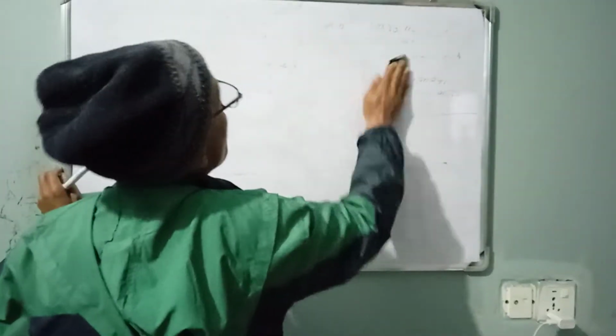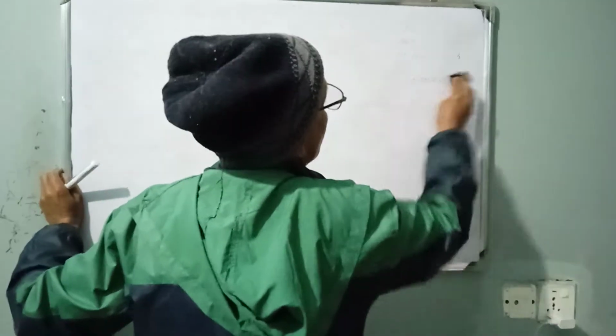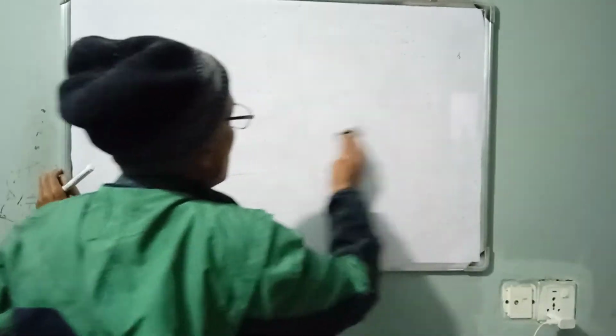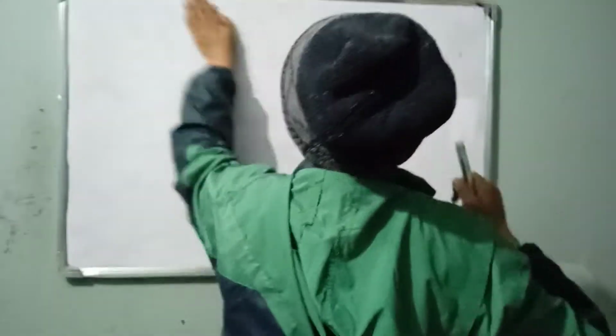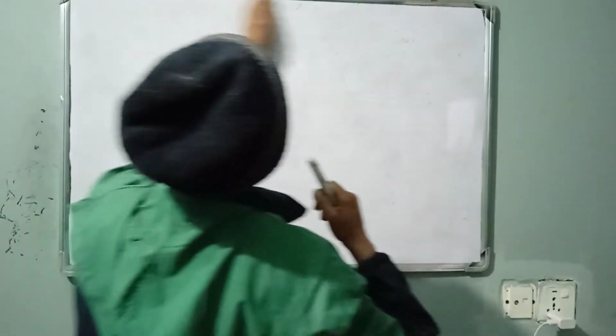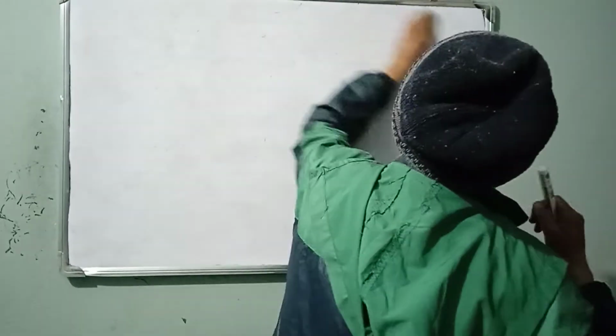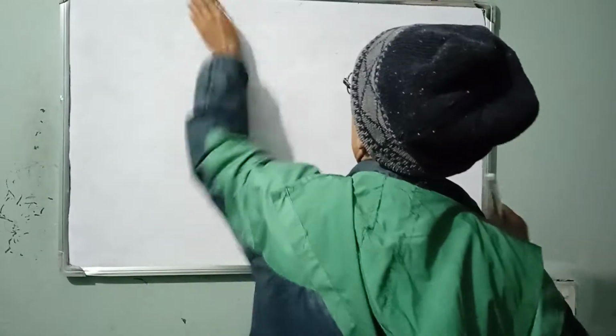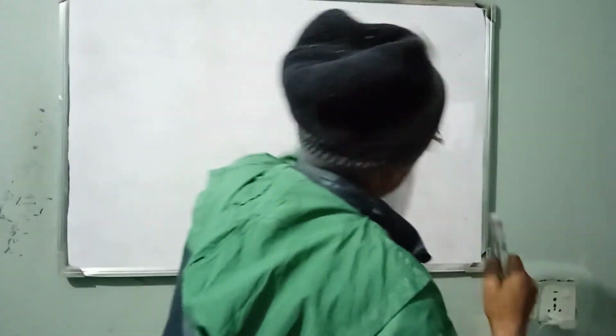Question number 1. Question number 2. Let me draw a glass slab. But before drawing the glass slab, you have to know laws of reflection and laws of refraction of light both.